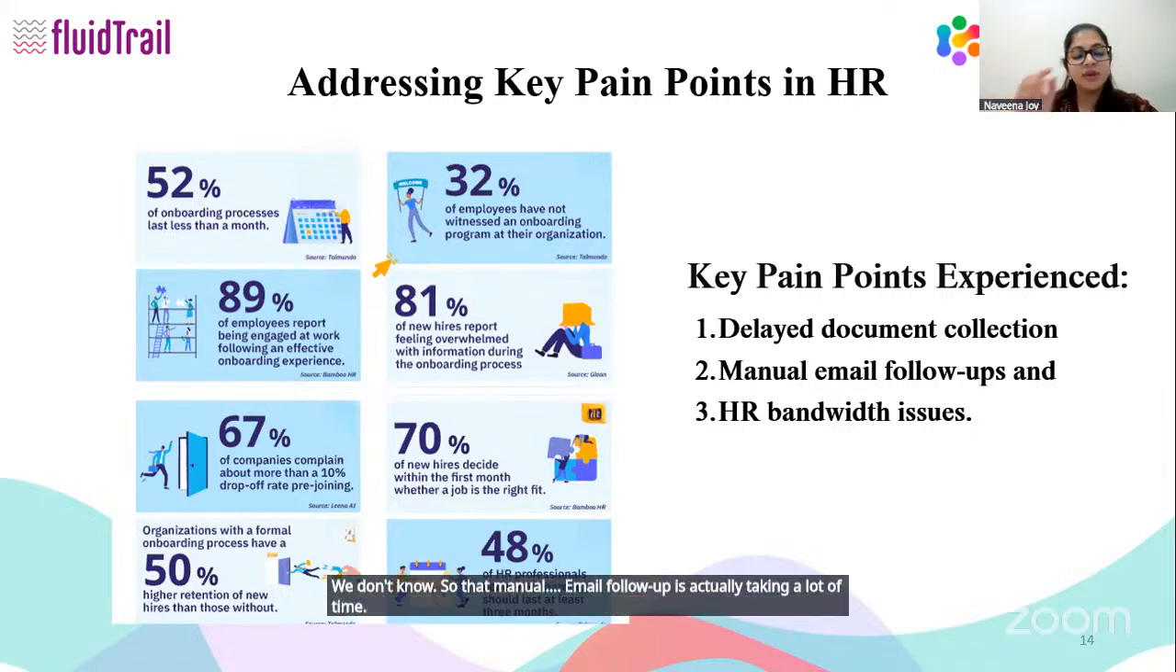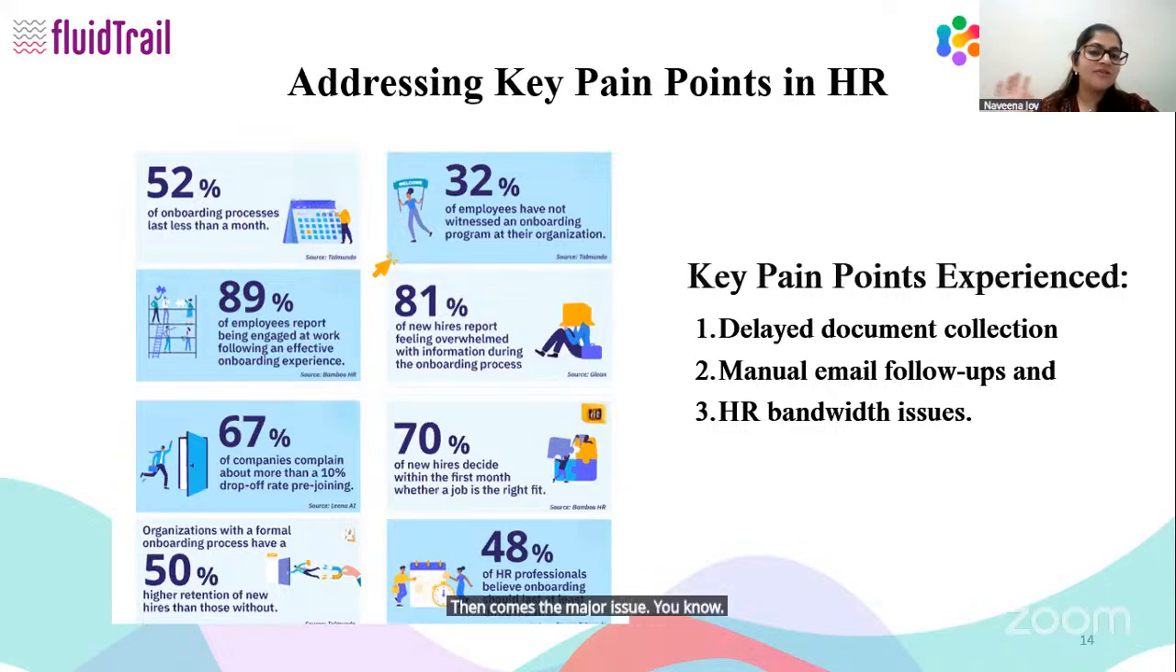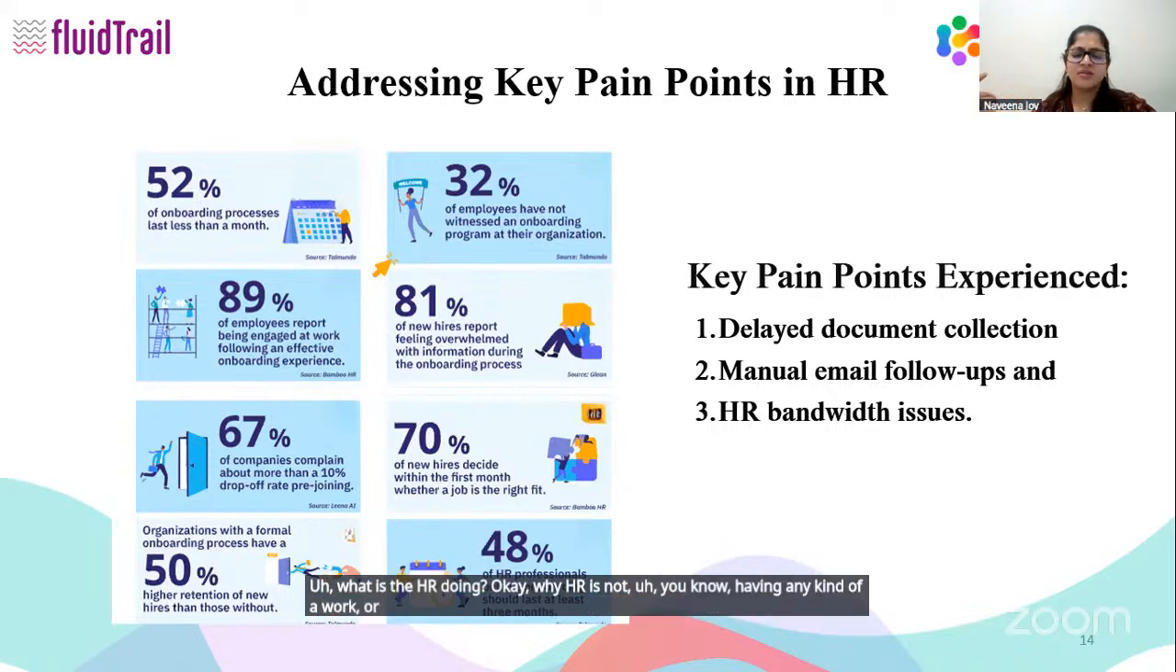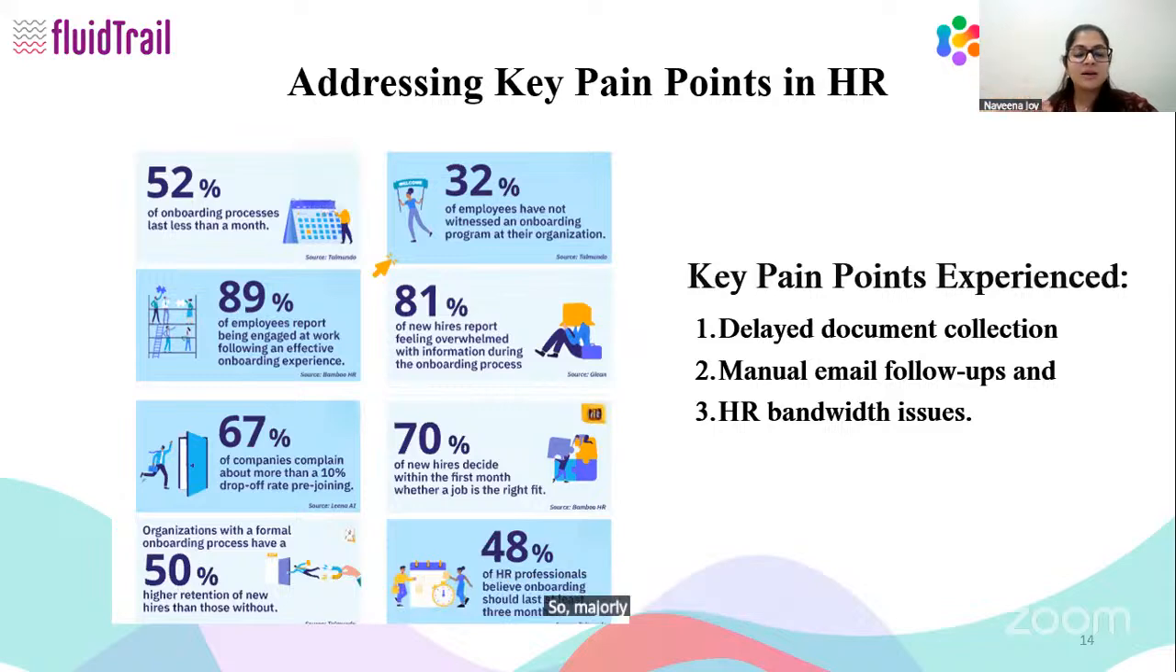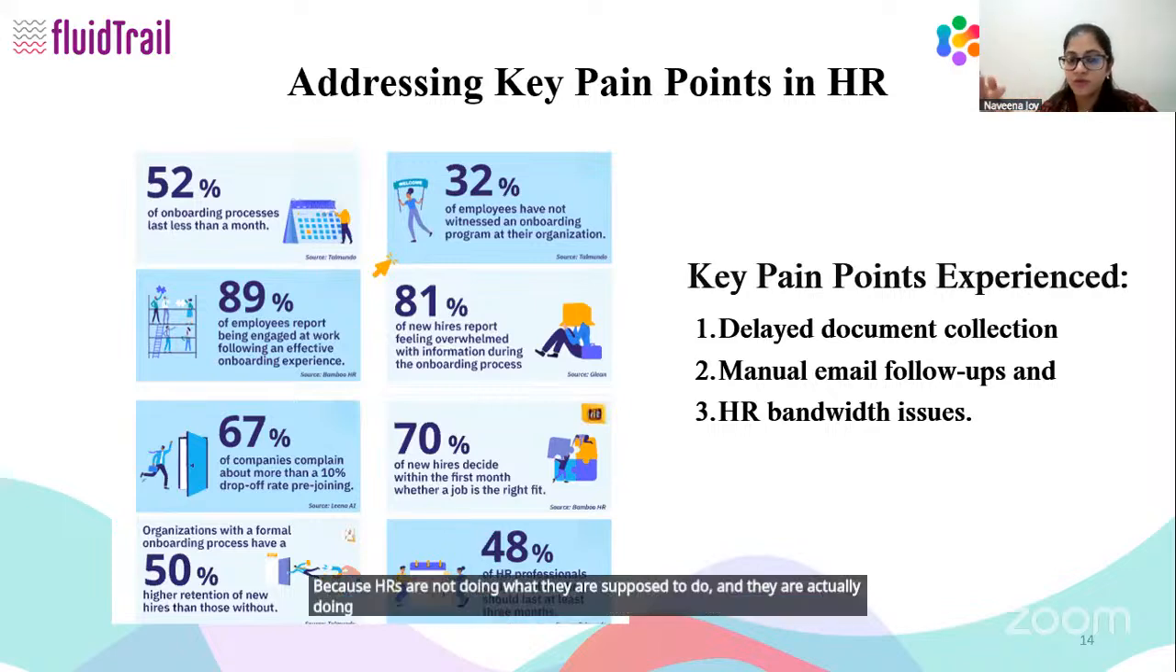Then comes the major issue. Every person in the company says, what is the HR doing? Why is HR not having any kind of work, or where is their work getting used, because I see that HRs are not doing anything. Majorly all this comes up when there is a bandwidth issue, because HRs are not doing what they are supposed to do, and they are actually doing all these manual follow-ups.